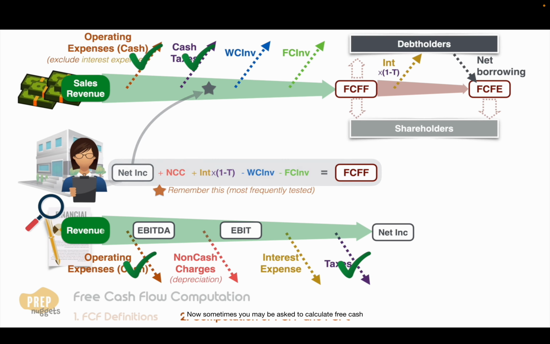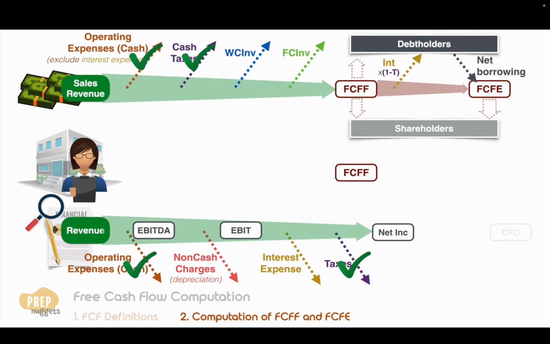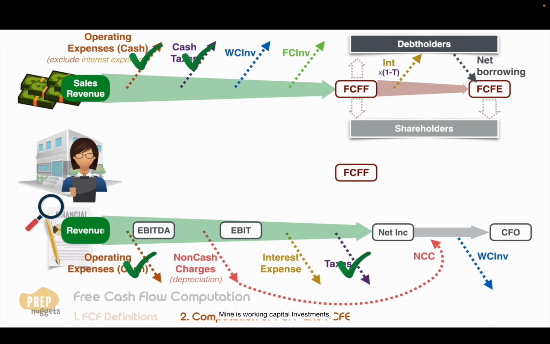Now, sometimes you may be asked to calculate free cash flow from CFO. Broadly, CFO is net income, add back all the non-cash charges, minus working capital investments. You can probably see where this is heading. CFO will fit right here, so that we can cancel out working capital investments. As such, the only adjustment needed is to add back interest expense, which again has to be adjusted for taxes. So FCFF from CFO is simply the CFO plus interest expense times one minus the tax rate, minus fixed capital investments.